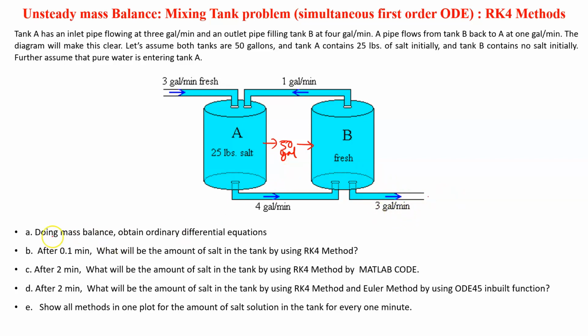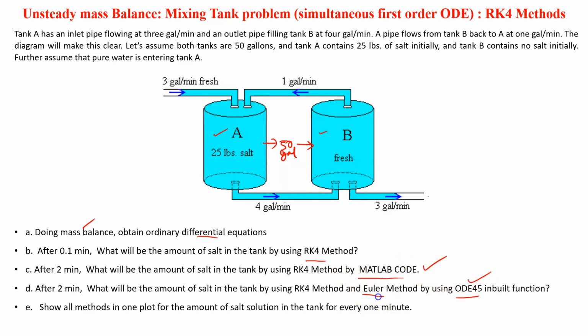Now here we have to do the mass balance and obtain ordinary differential equations. As there are two tanks, if we do the mass balance for tank A and tank B, we'll get two first order ODEs, and then we have to solve these two first order ODEs simultaneously. I'll solve those two ODEs by using the RK4 method, then I'll write the MATLAB code, validate that code by using ODE45, and then I'll plot the RK4 method and the inbuilt function.